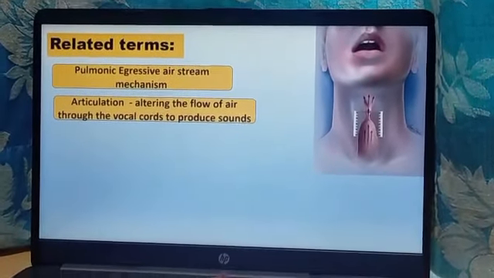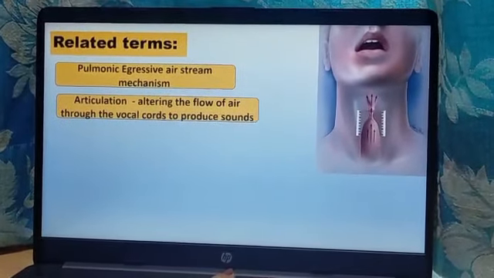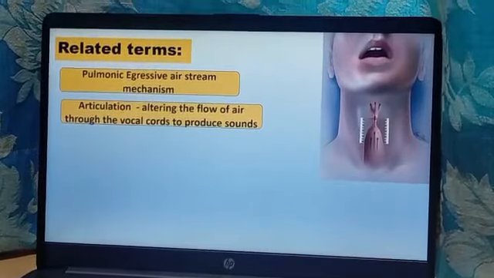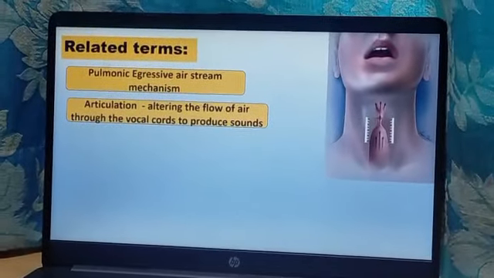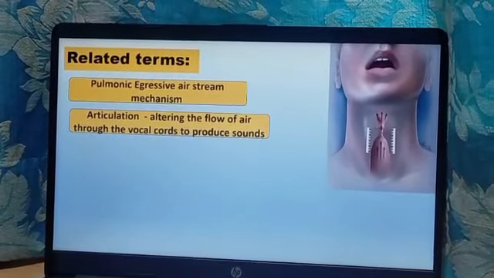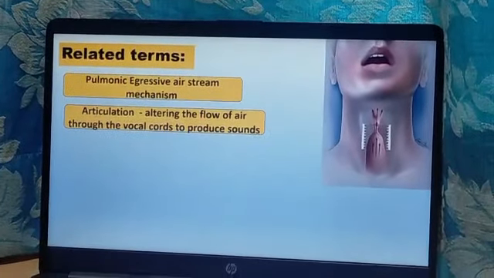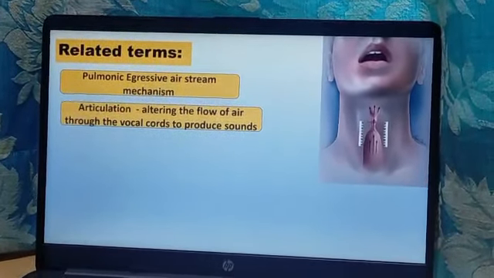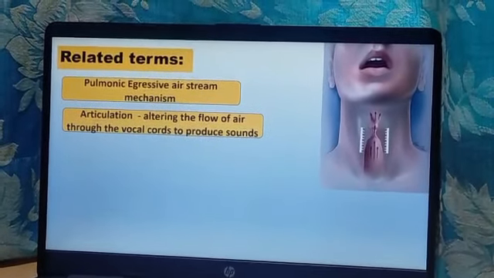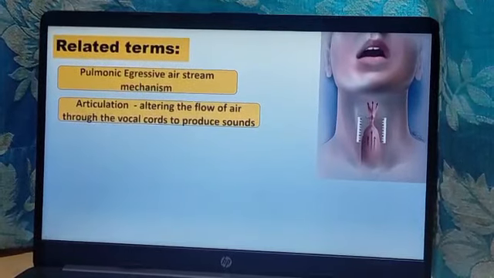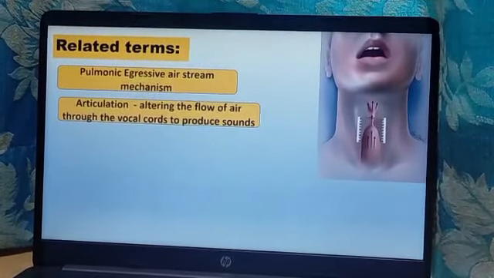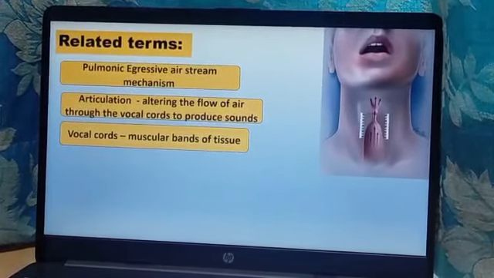Next we should know the word called articulation. Now what is actually articulation? It is altering the flow of air through the vocal cords to produce sounds. Whatever we say, in very simple words, not very scientific words, whatever we tell, the way we pronounce, all of them use articulation.